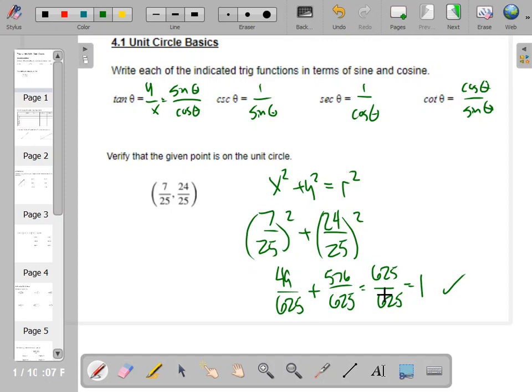Hey, great. That means that it has to be on the unit circle because if I were to plot this point, I could say, well, somewhere in the first quadrant, we have an ordered pair. We know what the x is. It's 7 over 24. We know what the y is. And we know the hypotenuse is 1, which means this point has to be on the unit circle if I do the whole circle.